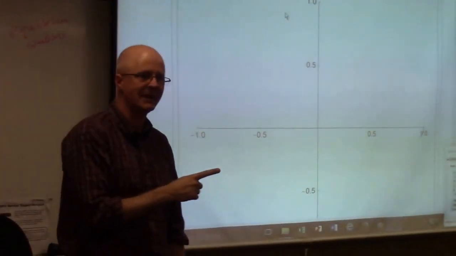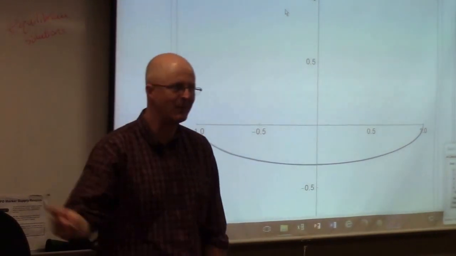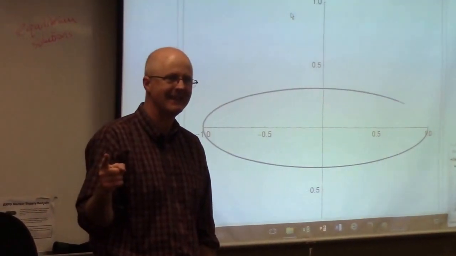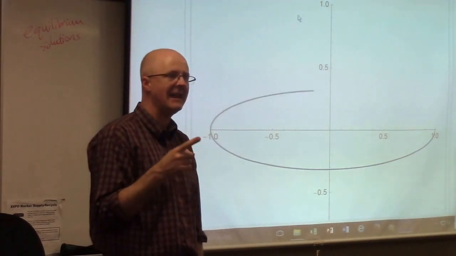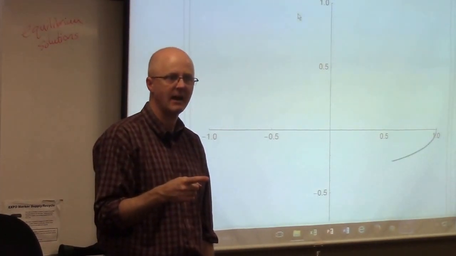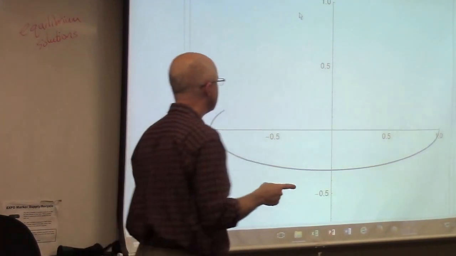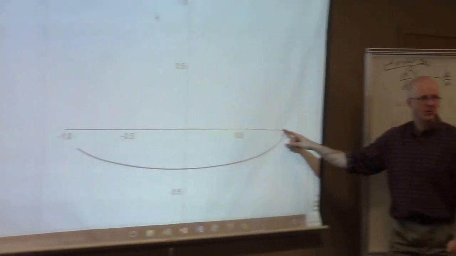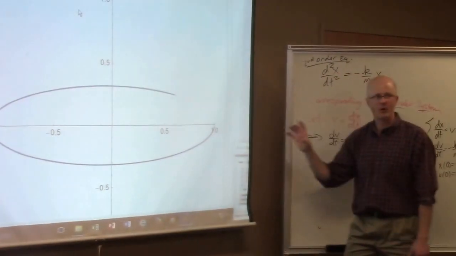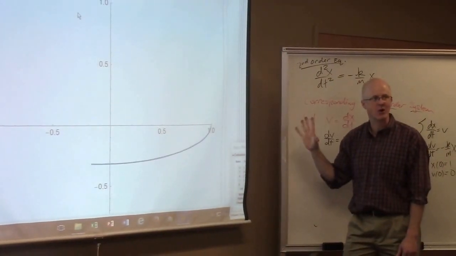This is not the motion of the mass. The mass does not move in an ellipse. What this is showing is the x and v values as time goes by. Initially, at time 0, you're at this point. X is 1, v is 0. I've pulled it 1 meter from starting position and let it go from rest.